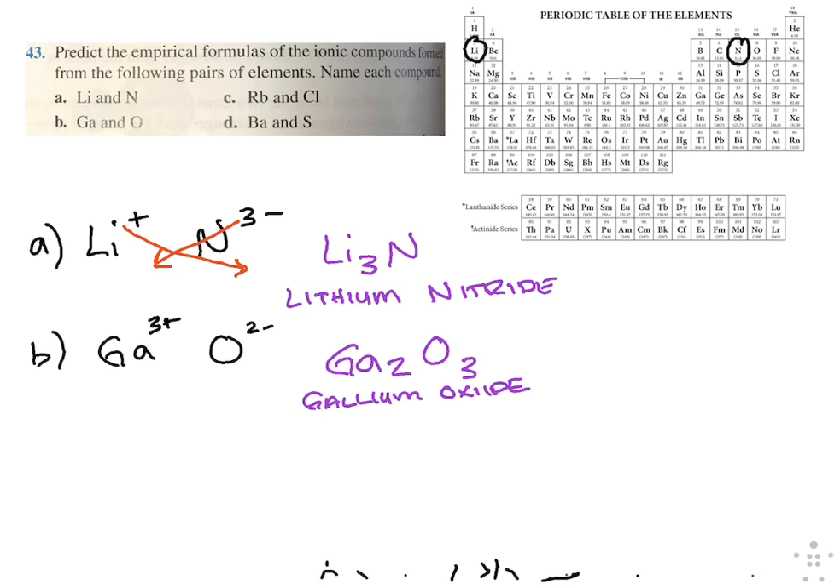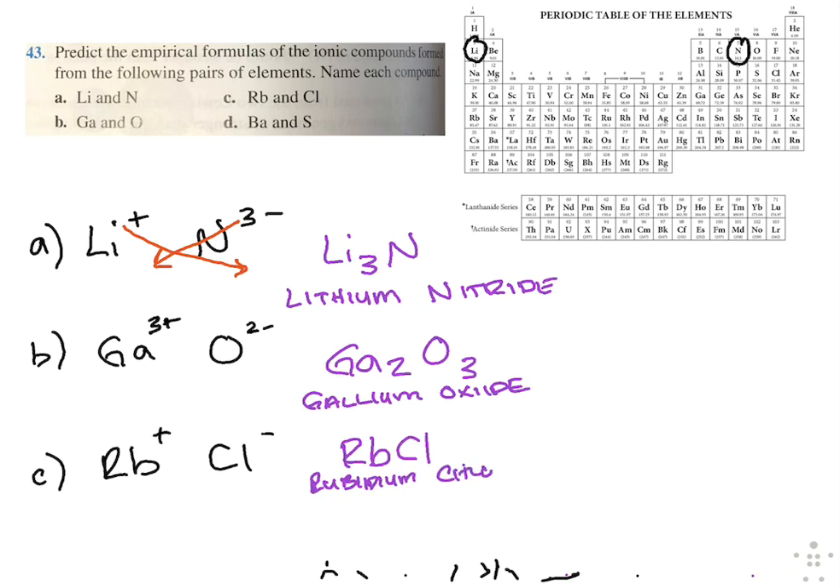For part C, we got rubidium and chlorine. Rubidium's in group 2. Sorry, not group 2, group 1, so it'll be a positive 1 charge. Chlorine's a negative 1 charge. You can see right now those charges are going to cancel each other out. So that's going to give you the formula RbCl. And the name of this, rubidium chloride.